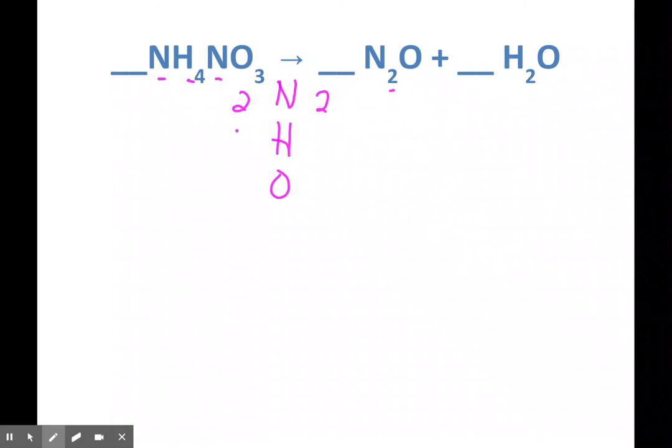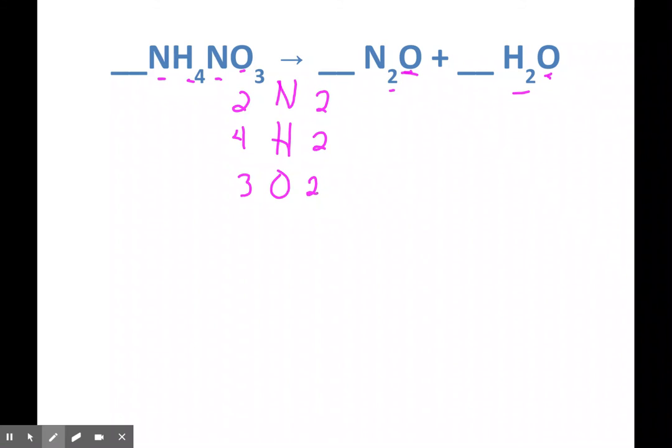Over here, I've got 4 hydrogens, and over here I have 2 hydrogens. And then oxygens, 3 and 2. So make sure you count all of the atoms involved. Now, at this point, I can pick any of these substances to try to balance. My nitrogens are fine, so let's just go down the list. Let's try to fix our hydrogens.